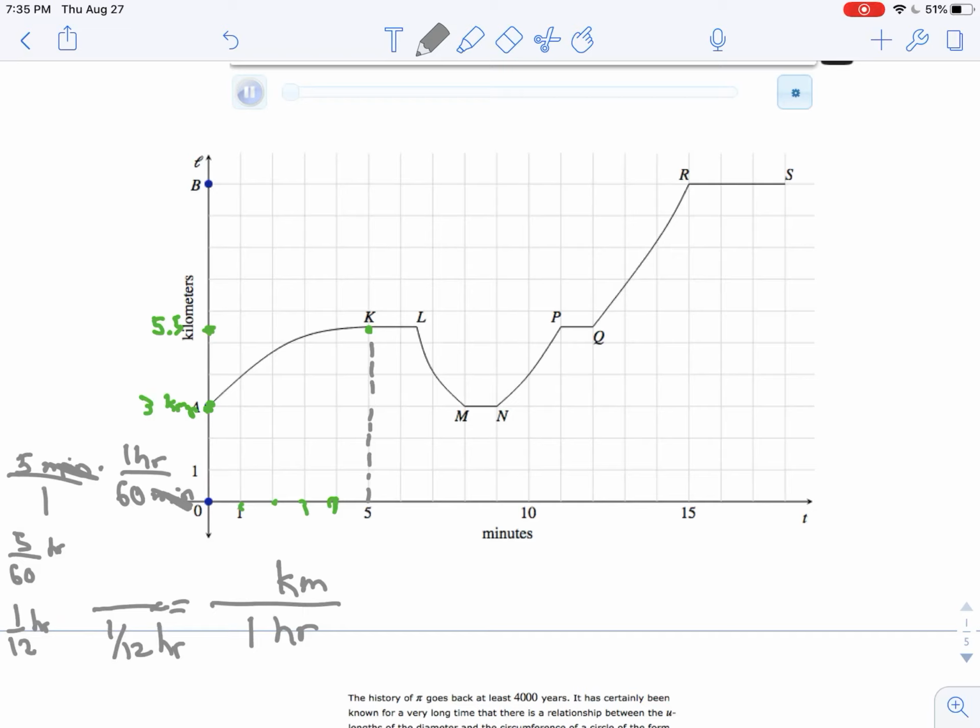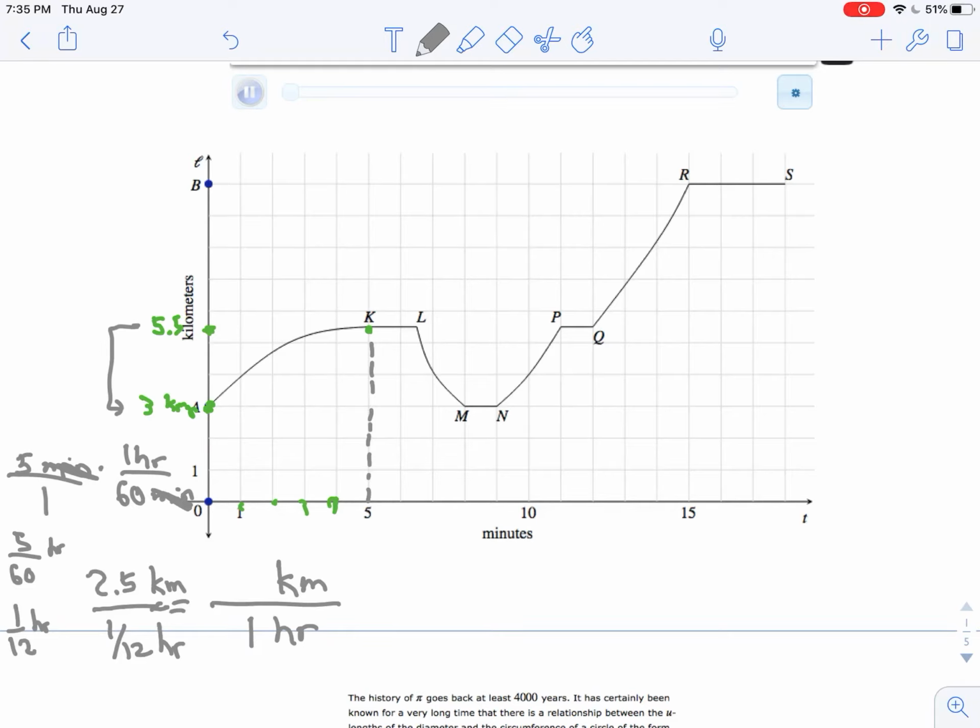And how far did she go? Pretty clearly, when you subtract these two, you're going to get 2.5 kilometers. So if it's 2.5 kilometers in 1/12 of an hour, how many kilometers is that? You should be able to figure that out.